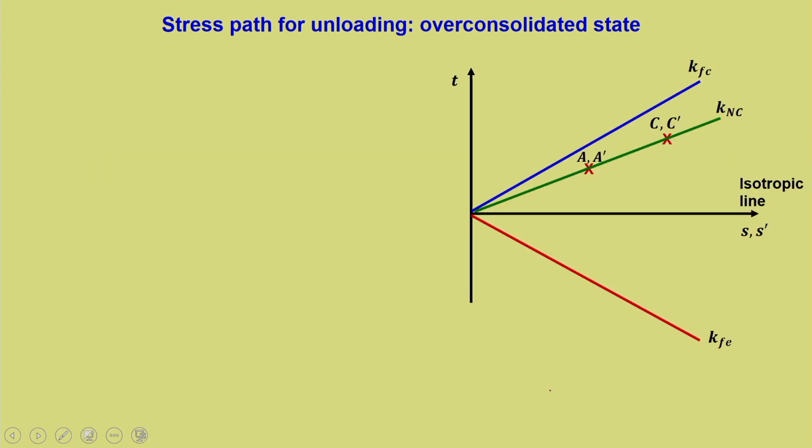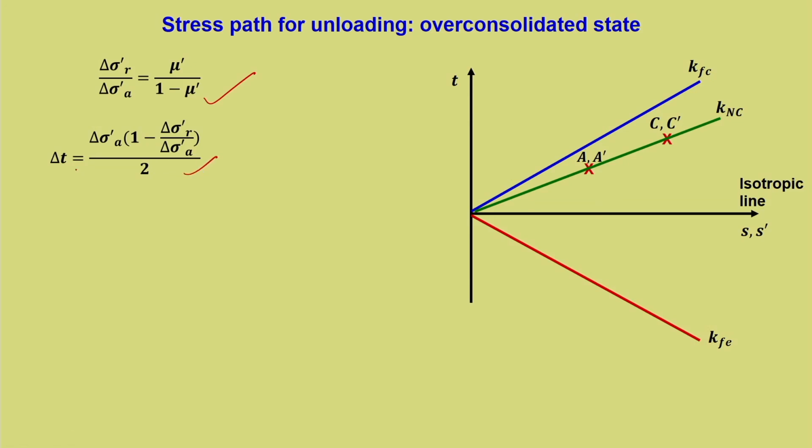Okay, so the same thing is plotted for the t-s dash plot. We know this relationship now, delta sigma r dash upon delta sigma a dash is mu dash by 1 minus mu dash. We have to use this for finding out what will be the slope in the t-s dash plot. So, this delta t is equal to delta sigma a dash. By this time you are already conversant with this formulation, so I will not spend much time here. Substituting for delta sigma r dash this ratio here, we have delta t is equal to delta sigma a dash into 1 minus 2 mu dash upon 2 into 1 minus mu dash.